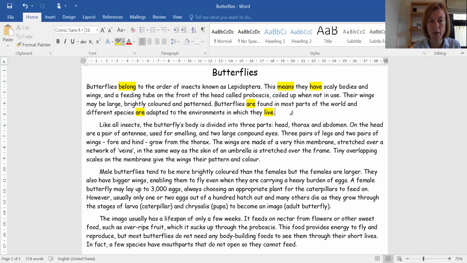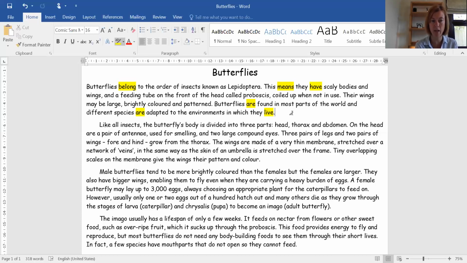Like all insects, the butterfly's body is divided into 3 parts: head, thorax and abdomen. On the head are a pair of antennae used for smelling and 2 large compound eyes. 3 pairs of legs and 2 pairs of wings, fore and hind, grow from the thorax. The wings are made of a very thin membrane stretched over a network of veins in the same way as the skin of an umbrella is stretched over the frame. Tiny overlapping scales on the membrane give the wings their pattern and colour.